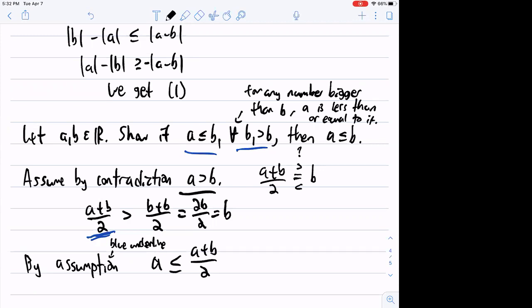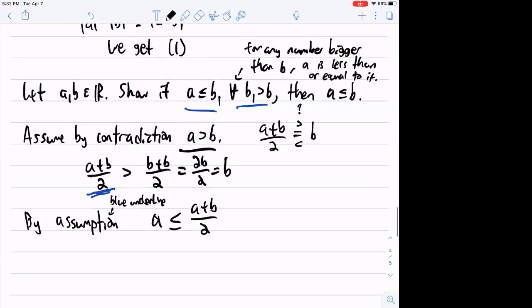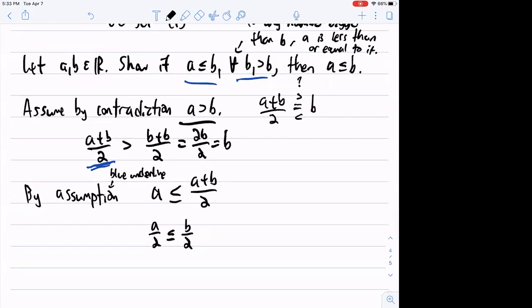So using the assumption, here we have a number that's bigger than b, right? We just said a plus b over 2 is bigger than b. So using the assumption, a is smaller than or equal to it. But then if you subtract a over 2, you get a over 2 is less than or equal to b over 2. And if you multiply by 2, you get a is less than or equal to b, right?